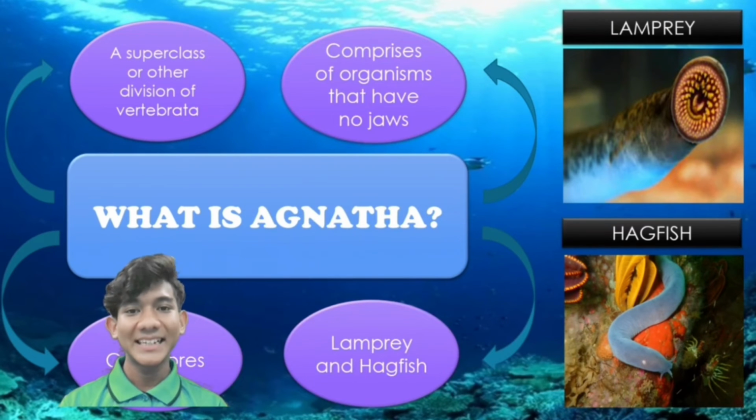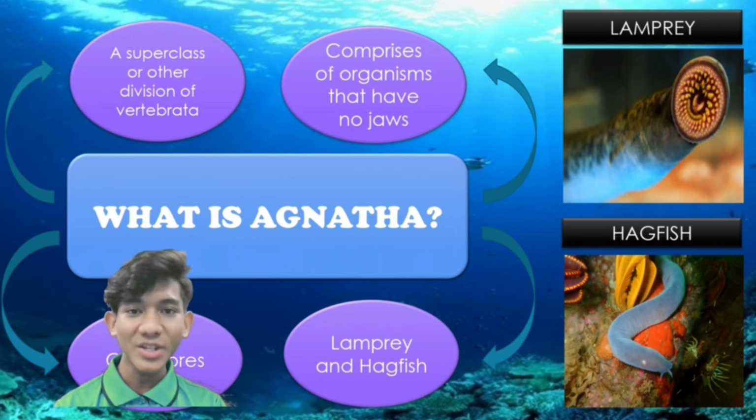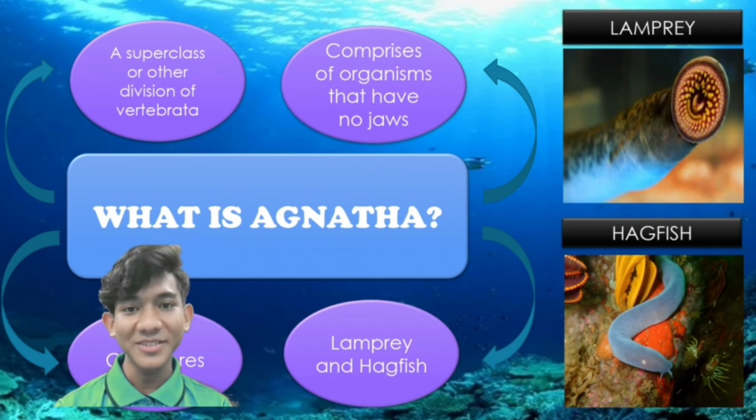So first off, let's take a look at Agnatha. Agnatha is a superclass or other division of vertebrates. They are organisms that have no jaws and are carnivorous. Some of the examples are lamprey and hagfish. As you can see in the pictures, lamprey and hagfish have no jaws.